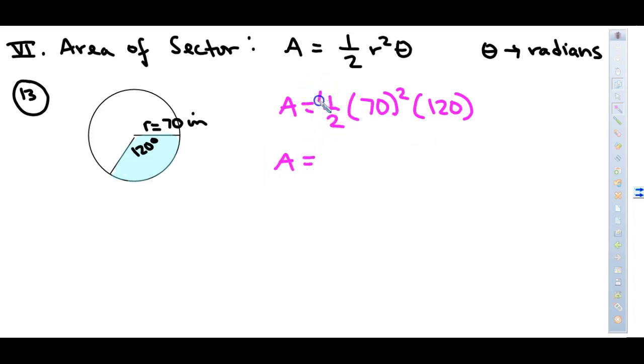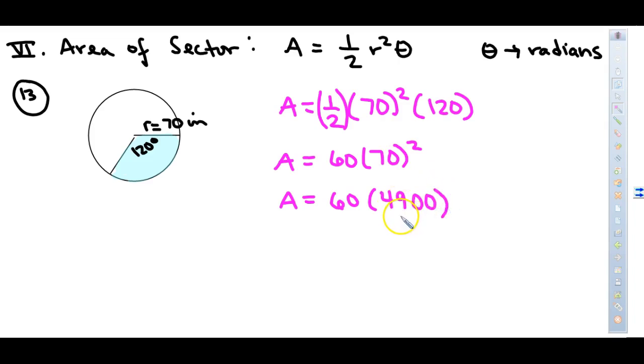So I'm going to make this a little bit easier and go ahead and do half of 120, which is 60 times 70 squared. So that's 60 times 70 squared. If you square the 7, you get 49. If you square the 10, you get 100. So that gives you 2 zeros. So that would be simply just saying, oops, I forgot something.